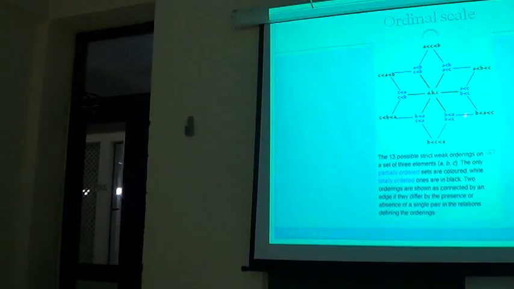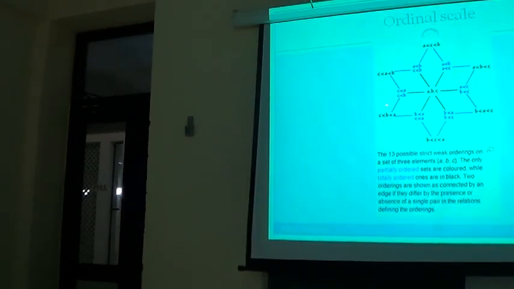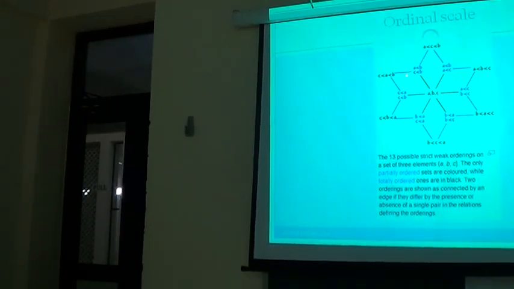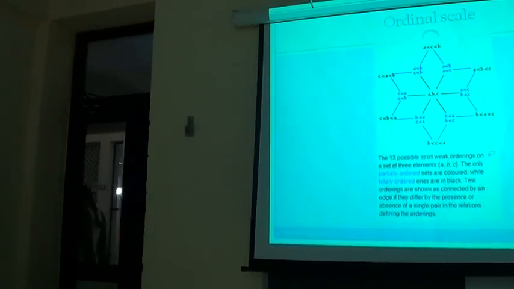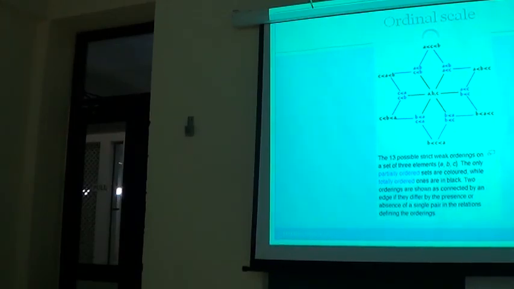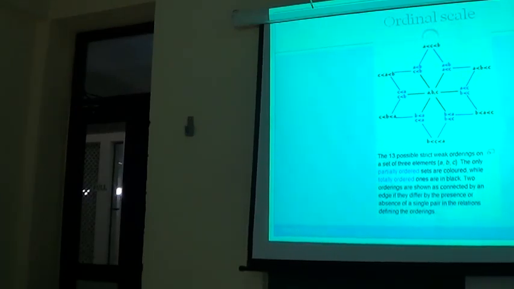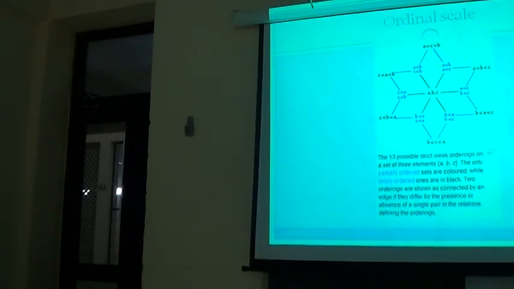Now the ordinal scale for A, B, C. So these are partial orders. Okay? C is lesser than A, C is lesser than B. A is lesser than B, C is lesser than B. The relation between B and A is not explicitly stated here. That is only logically concluded. We are inferring it, it is not directly stated. So that is why these are partial orders for A, B and C.